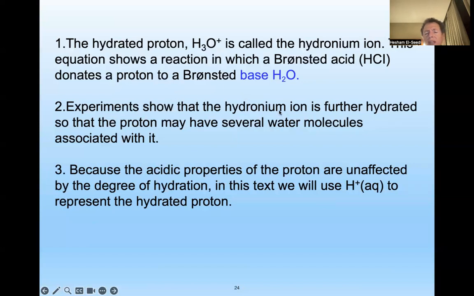Experiments also showed that the hydronium ion is further hydrated, so that the proton may have several water molecules associated with it. Because the acidic properties of the proton are unaffected by the degree of hydration, in this text we will use H+ aqueous to represent the hydrated proton.